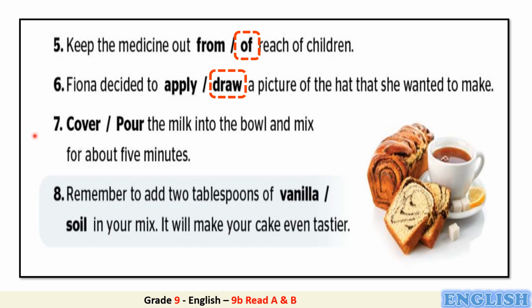Number 7. Pour the milk into the bowl and mix for about 5 minutes. The correct answer here is pour. Number 8. Remember to add 2 tablespoons of vanilla to your mix. It will make your cake even tastier. Of course, when we make a cake, we add vanilla.